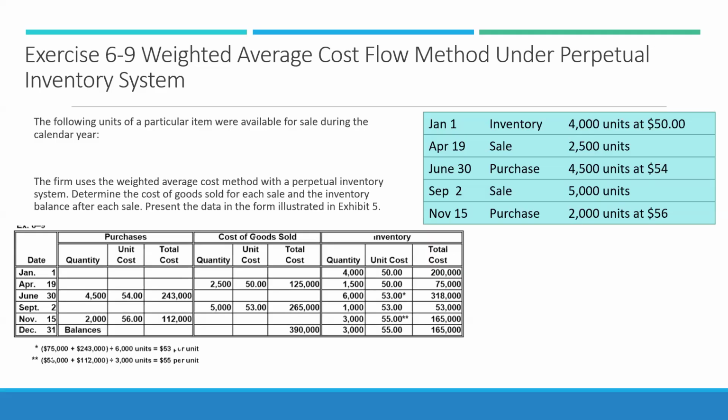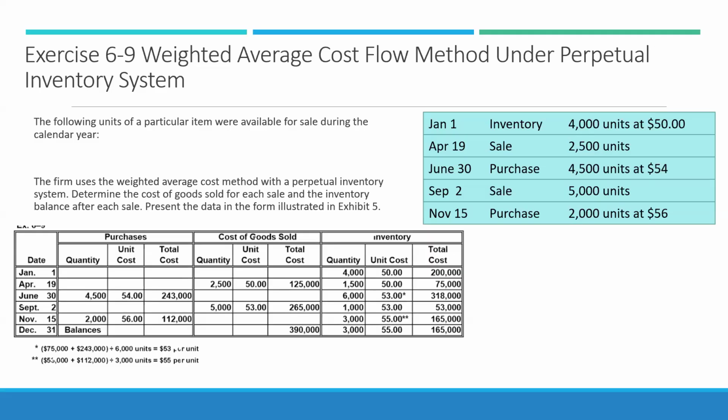that by the 6,000 in on-hand inventory. So we have 318 divided by 6,000, and we get our unit cost of 53. Then our next sale is at 53, is what's used for our cost of goods sold.